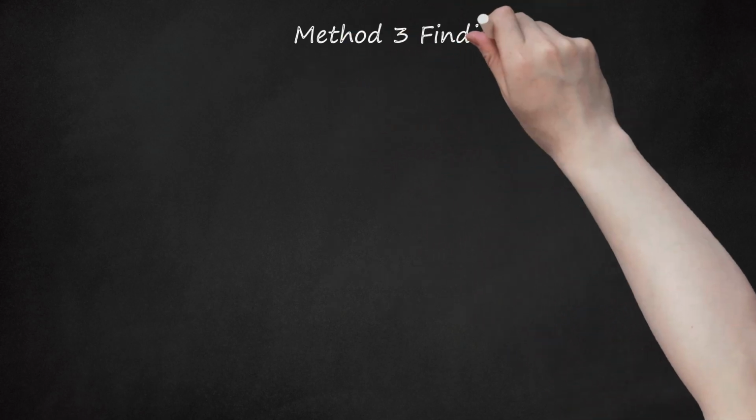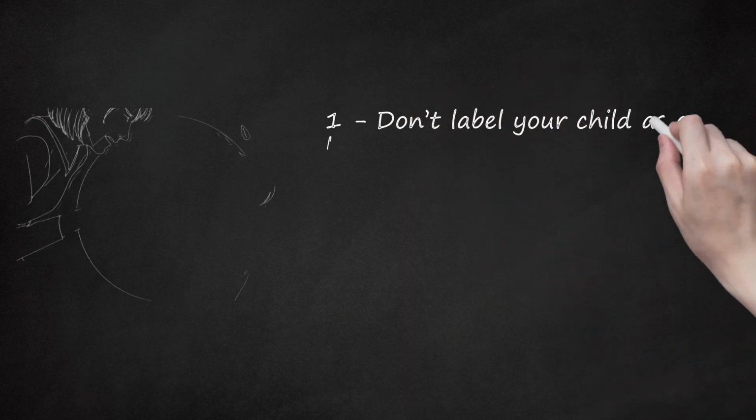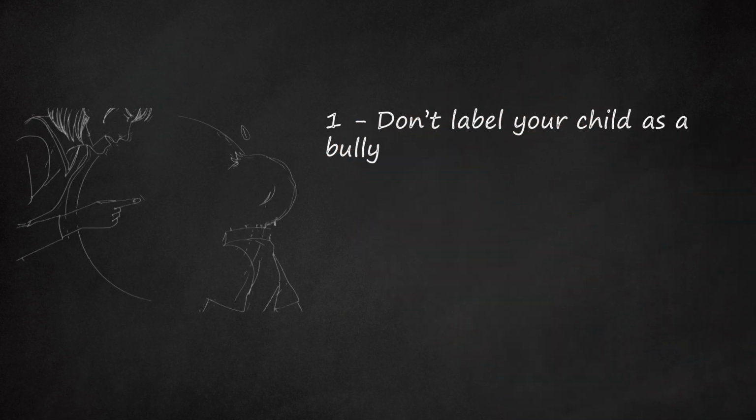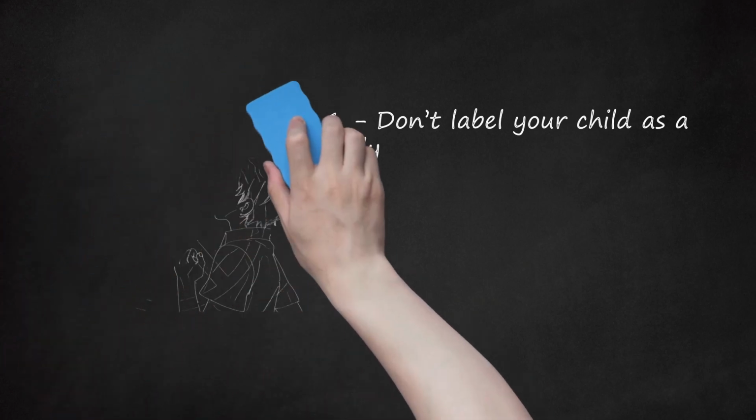Method 3: Finding solutions. 1. Don't label your child as a bully. It is important that you recognize your child is engaged in bullying behavior. Bullying behavior is just one set of behaviors among many, and can be adjusted. If you think about your child as a bully, you might be tempted to assume they cannot be changed, or that being a bully is part of their essential nature. These assumptions are incorrect, but can be dangerous. If you treat your child as if they are a bully, they might internalize the message that they are bullies, and continue to bully others.